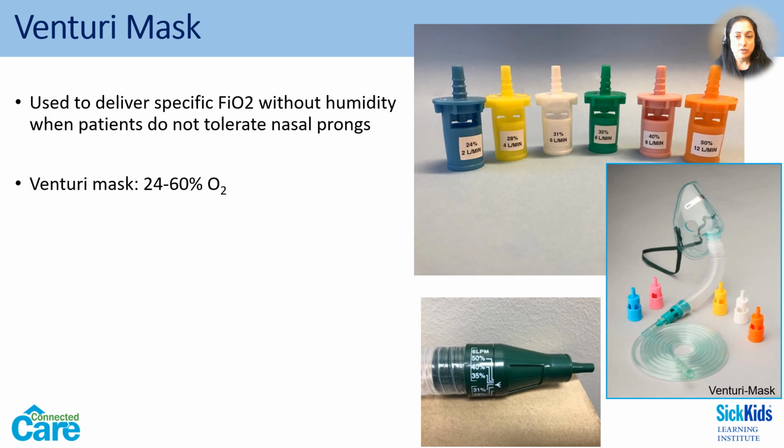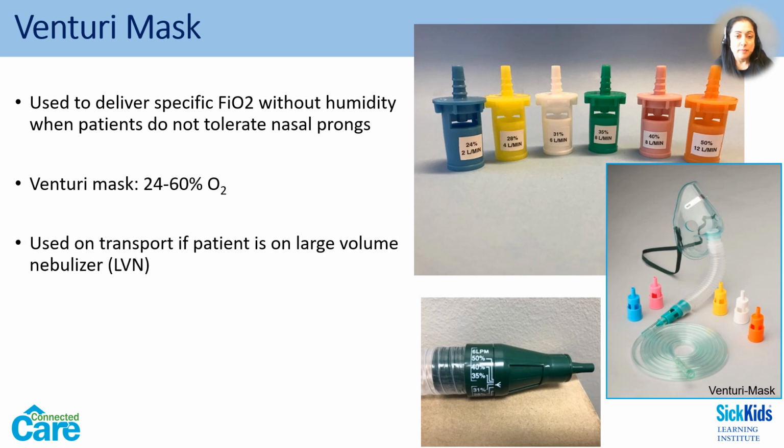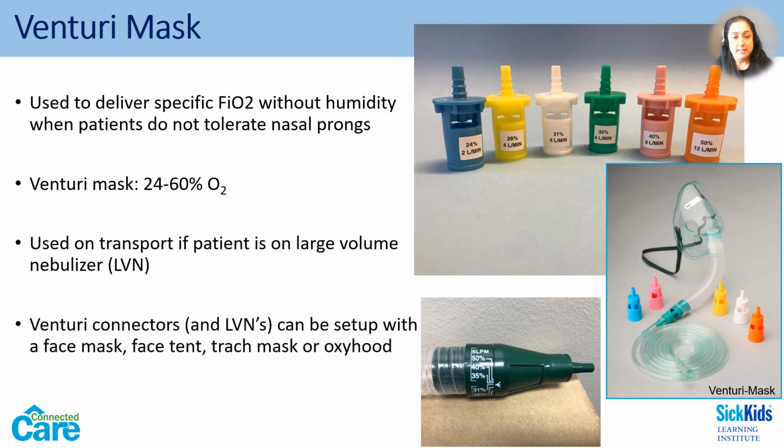The connector or all-in-one device also indicates how much you need to set your flow meter at to achieve that FiO2. And then if your patient is using a large volume nebulizer with oxygen at the bedside and you need to go on transport, they can be switched to a system like this. And heated high flow with a mask is also an option. It delivers more accurate FiO2s with warm humidity, and we'll discuss this in the upcoming slides.